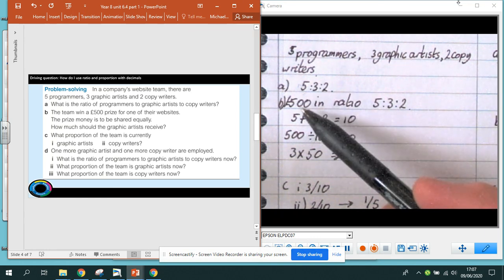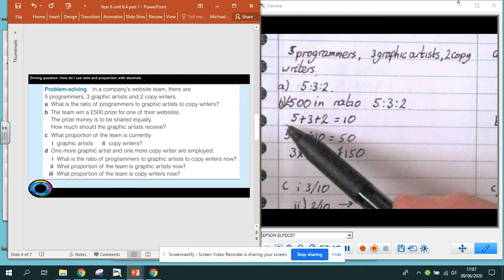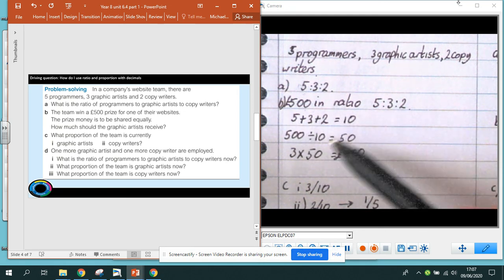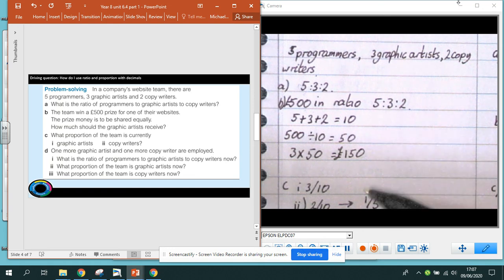So now I've got to divide my £500 in the ratio of 5 to 3 to 2. I add the numbers together. I get 10. 500 divided by 10 is 50. So each person is going to receive £50. There are 3 graphic artists, so I just need to work out that 3 times 50 is 150.